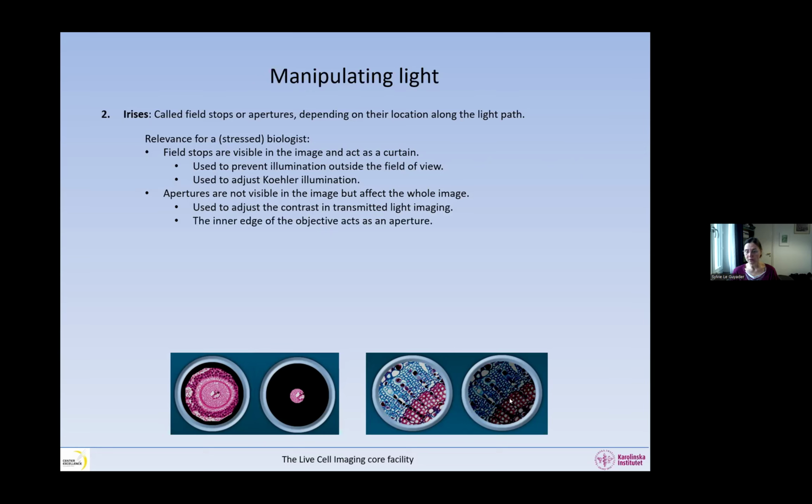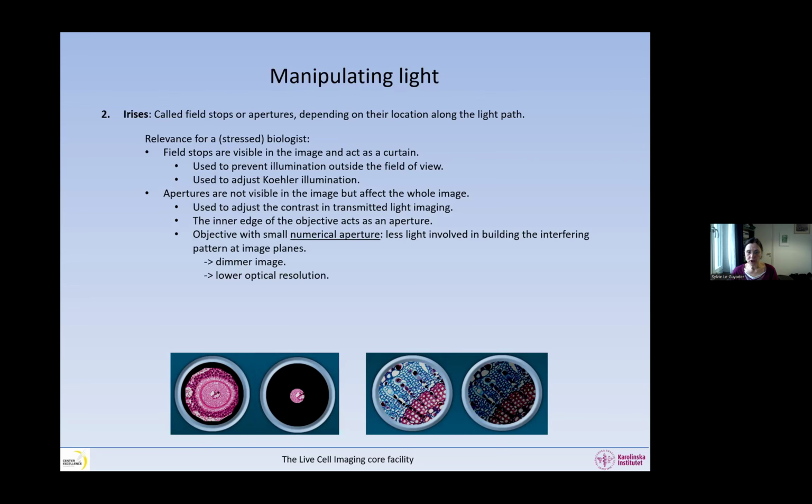But also, and very importantly, the inner edge of the objective acts like an aperture. So the objective, put it like this, is a physical device. There is an edge to it. When our sample starts fluorescing everywhere, only some part of the light will enter the objective, and the edge of the objective is an aperture.